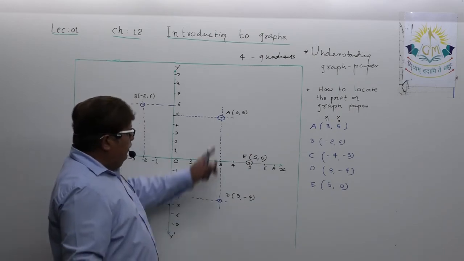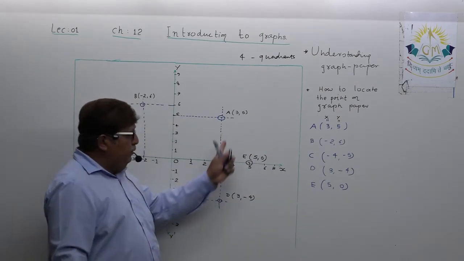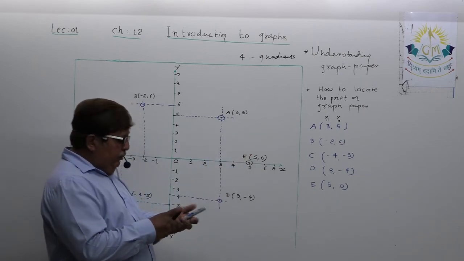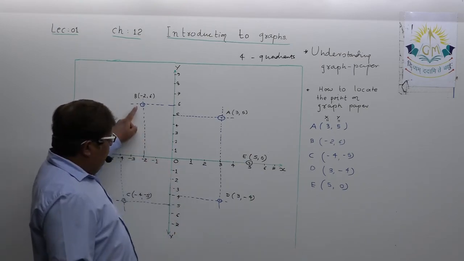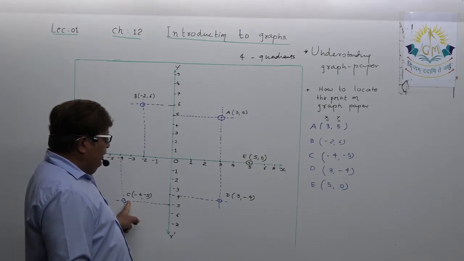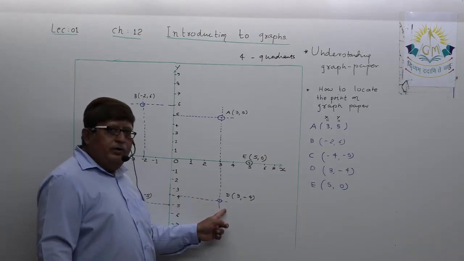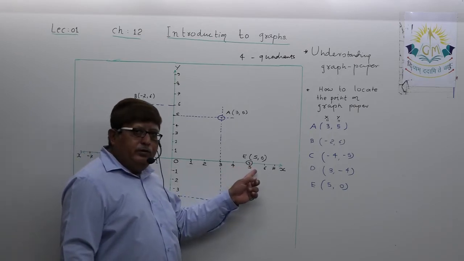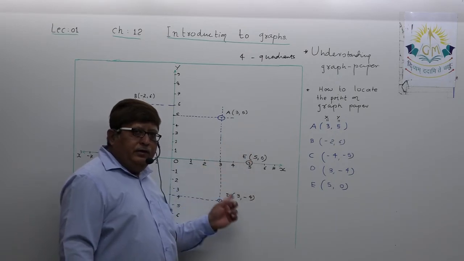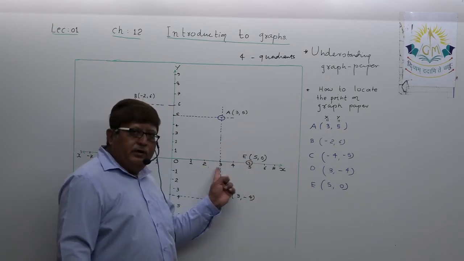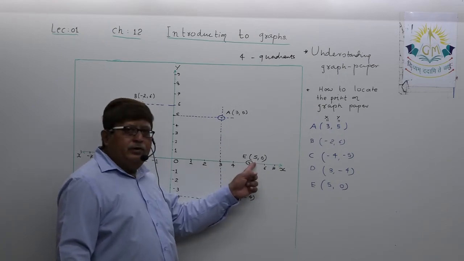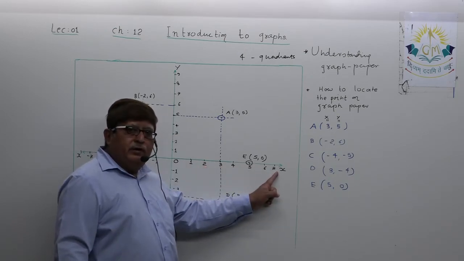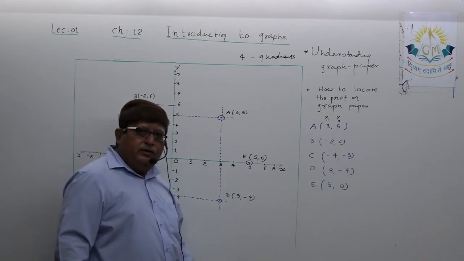Means you understood this. See, all these points were lying inside the quadrants. Point A in the first quadrant, point B in the second quadrant, point C in the third quadrant, point D in the fourth quadrant. But this particular point is not lying in any quadrant, it is lying on the axis. This point E (5, 0) lies on which axis? X axis, because its y coordinate is 0.